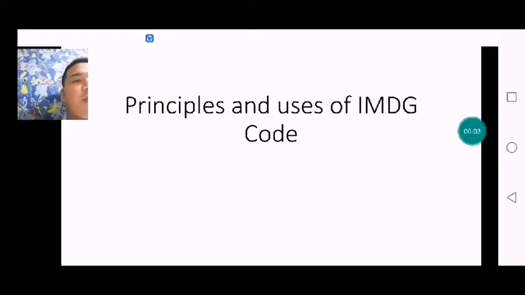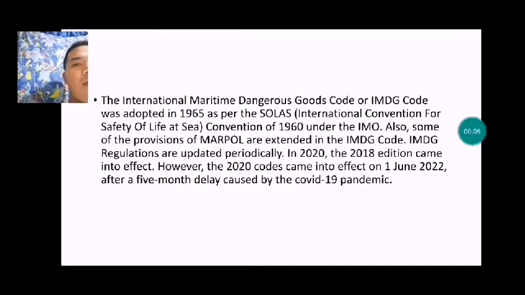Principles and uses of IMDG Code. The International Maritime Dangerous Goods Code, or IMDG Code, was adopted in 1965 as per the SOLAS, International Convention for the Safety of Life at Sea Convention of 1960. Under the IMO, some of the provisions of MARPOL are also extended in the IMDG Code.